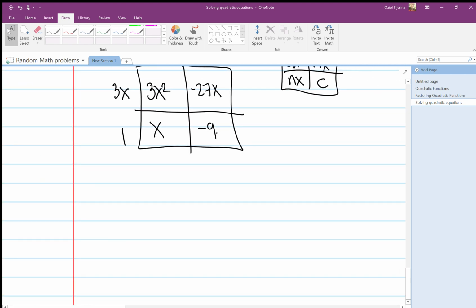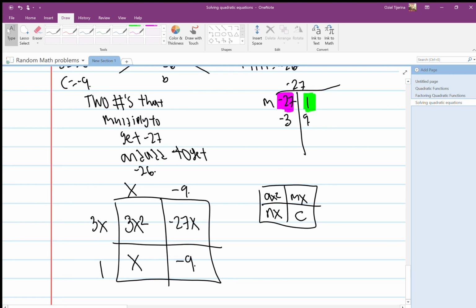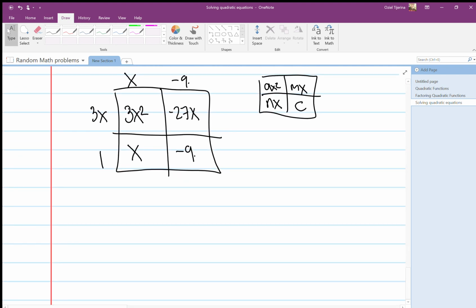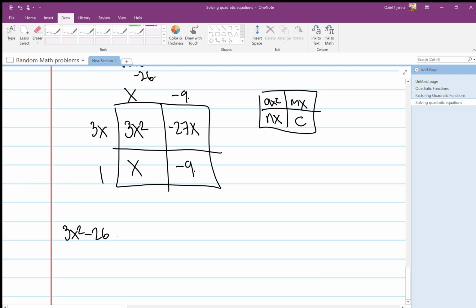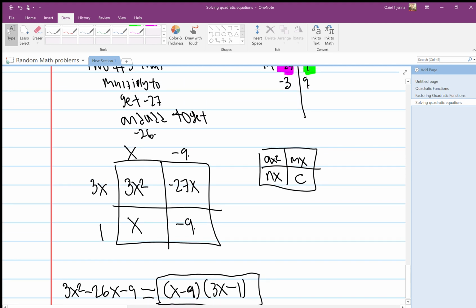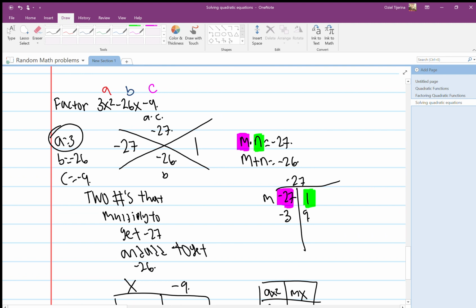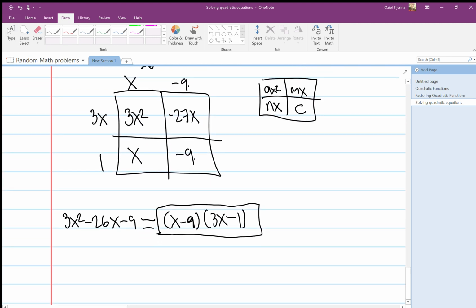So then we have the following solution. So we have 3x squared minus 26x minus 9 factors as the quantity x minus 9 times 3x minus 1. Okay? So this is our answer. And yeah, that's exactly how you do this one.